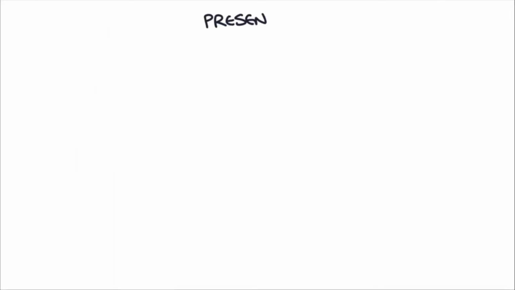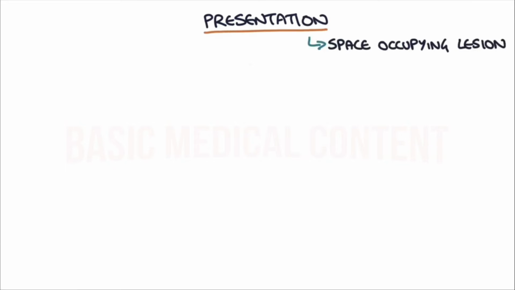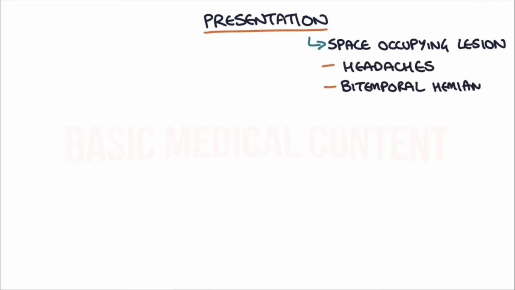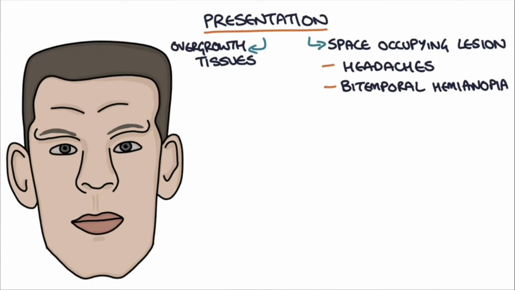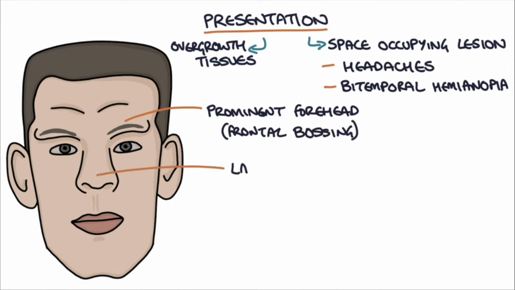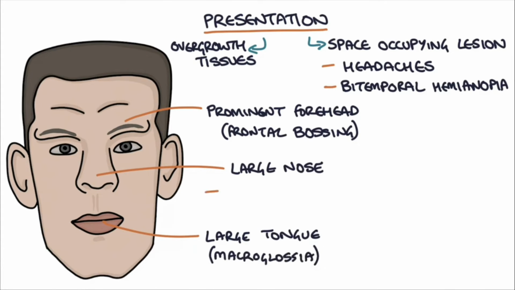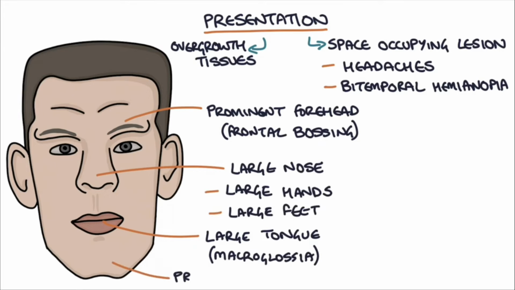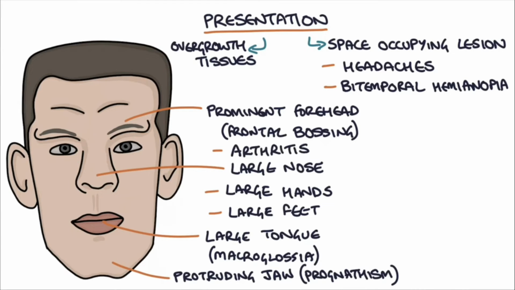So how does acromegaly present? If there's a space-occupying lesion or a significant sized tumor, you might find somebody with headaches or this bitemporal hemianopia. It can also present with overgrowth of tissues secondary to the growth hormone. So patients typically present with a prominent forehead and a brow that we call frontal bossing. They can have a large nose, a large tongue, which we call macroglossia. They can have large hands and large feet, a protruding jaw, which we call prognathism, and they can develop arthritis from the imbalanced growth of tissues around the joints.